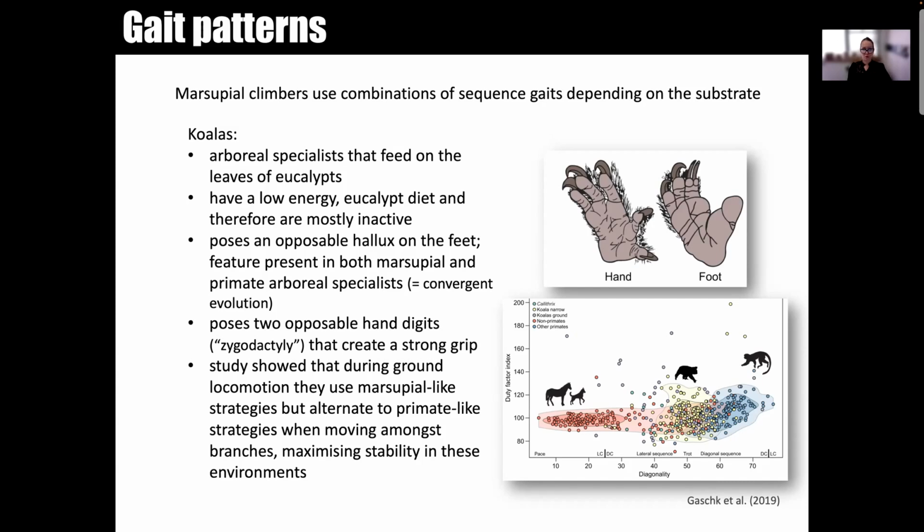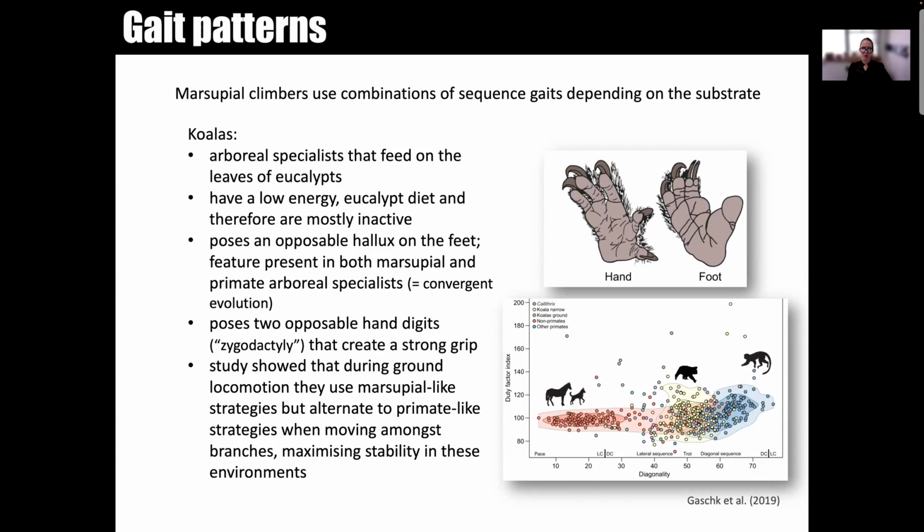So to talk now about koalas specifically, we recognise that they are arboreal specialists that feed on the leaves of eucalypts and have a really low energy eucalypt diet, and are therefore mostly inactive. So they possess an opposable hallux on the feet, which is a feature present in both marsupial and primate arboreal specialists. So again, an example of convergent evolution.